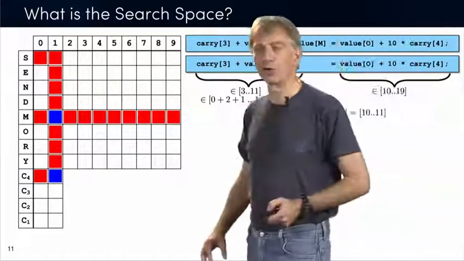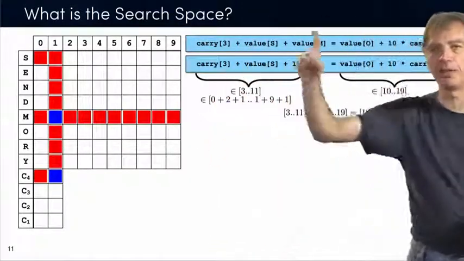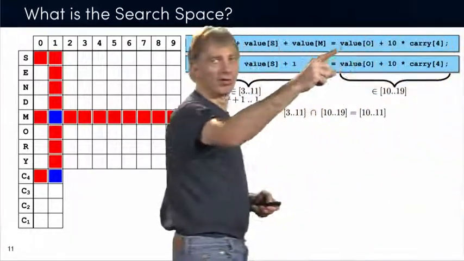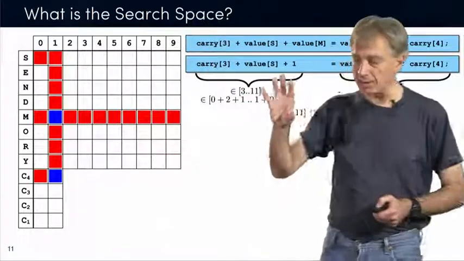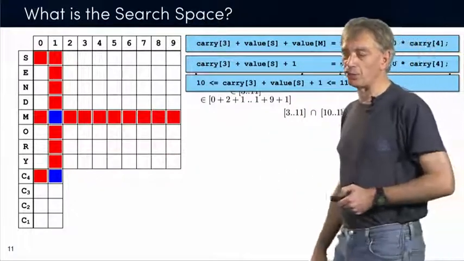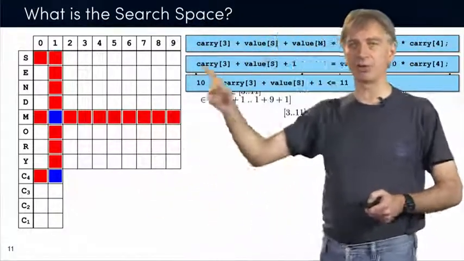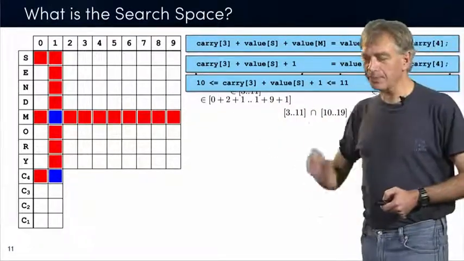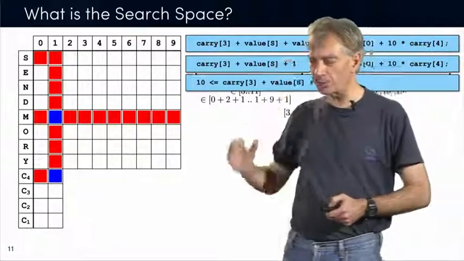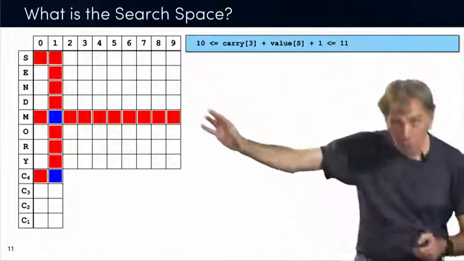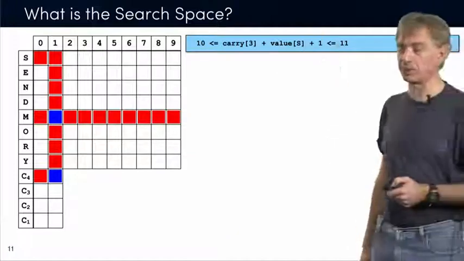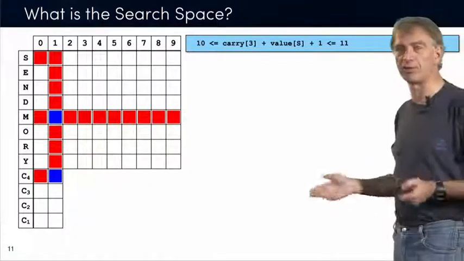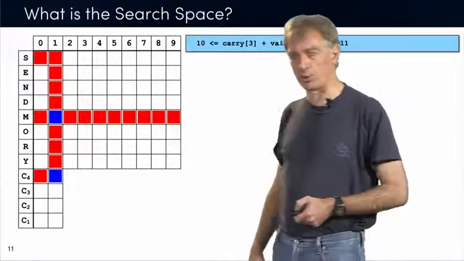So I also know more information. I know that this term here has to range between 10 and 11 if I have a solution, and same thing, of course, for the other term. So I'm going to use that information to start pruning the search space. What I know is that if I take the left term, it has to range between 10 and 11. And now I'm trying to say, how can I prune the search space using that? So let's remove all the mess, and now I have just this equation there. And I see that 10 has to be smaller or equal to the carry 3 plus the value of s plus 1, and that has to be smaller or equal to 11.